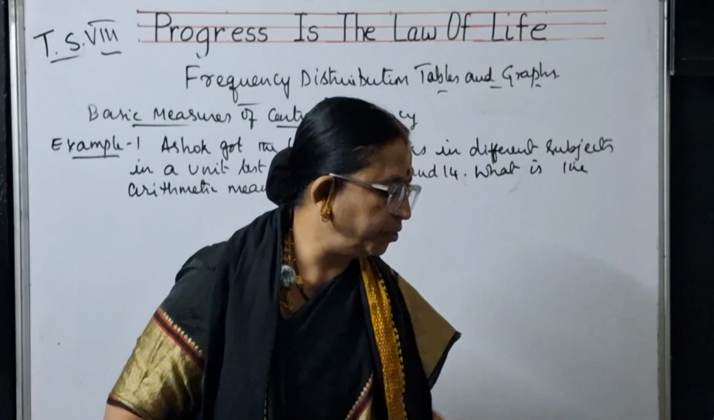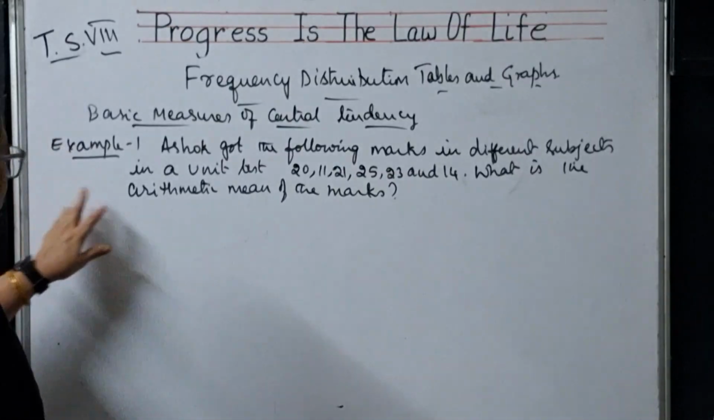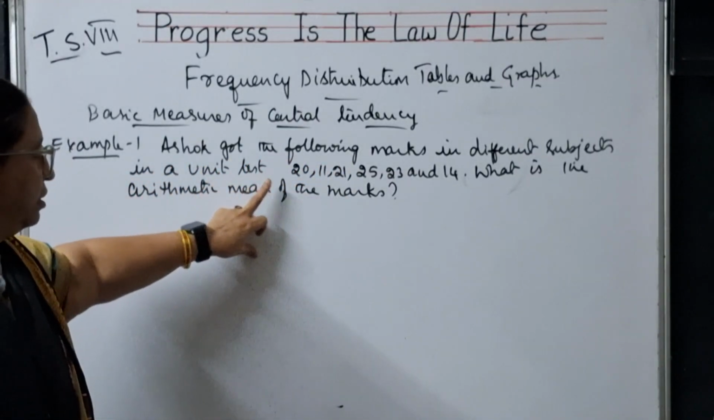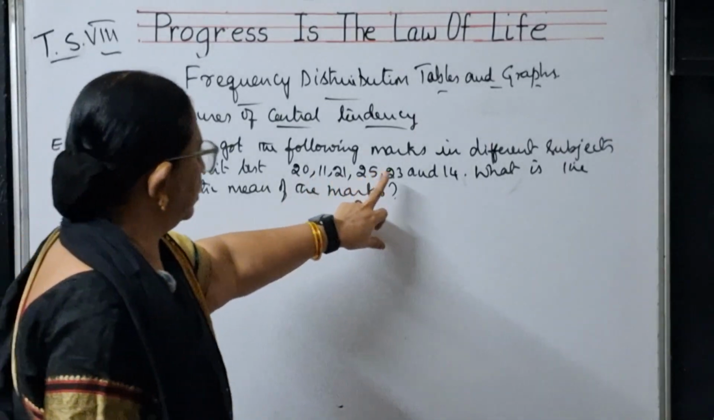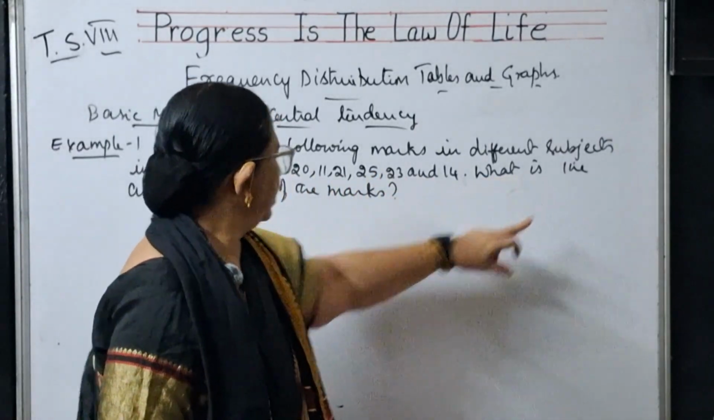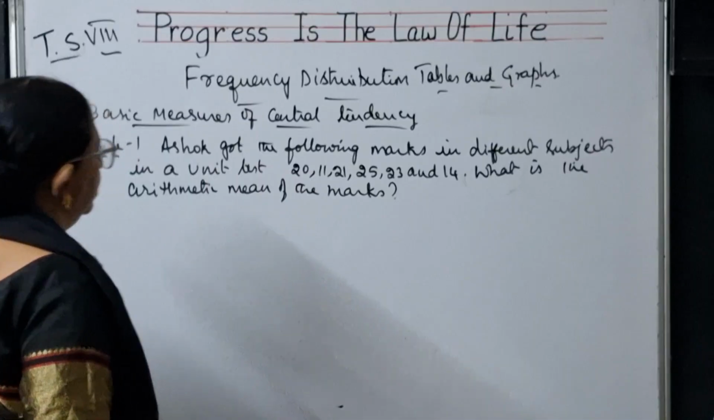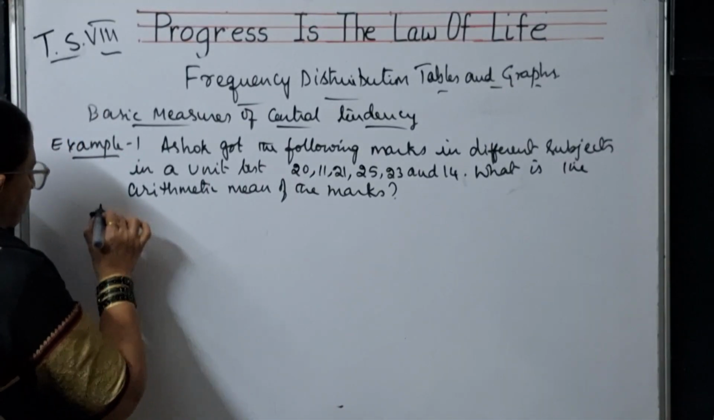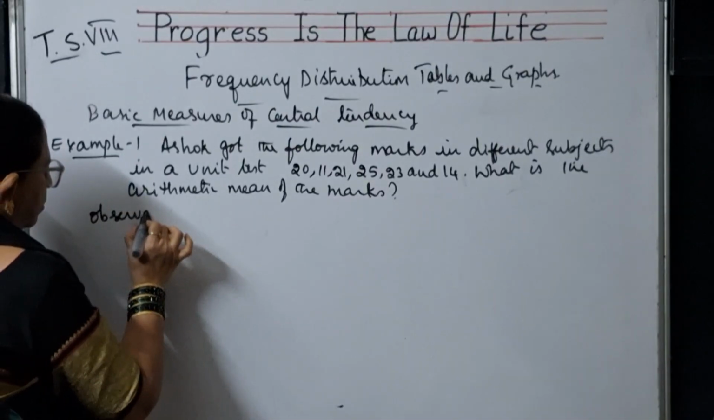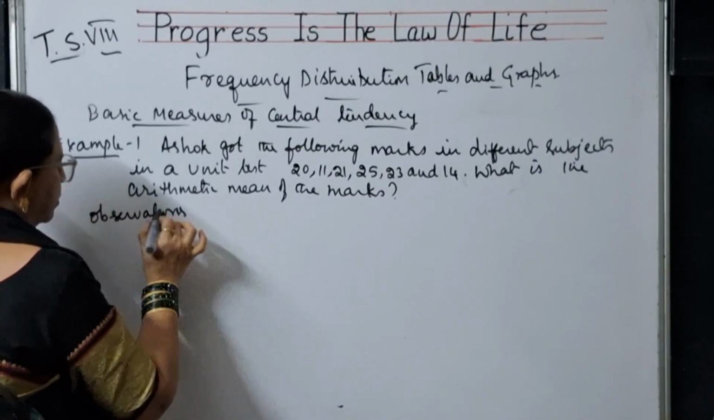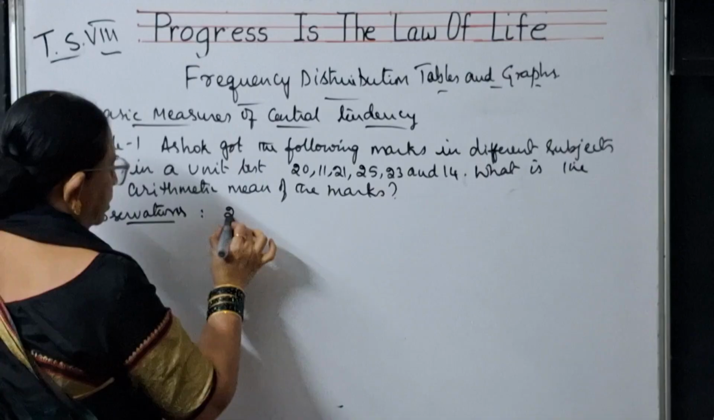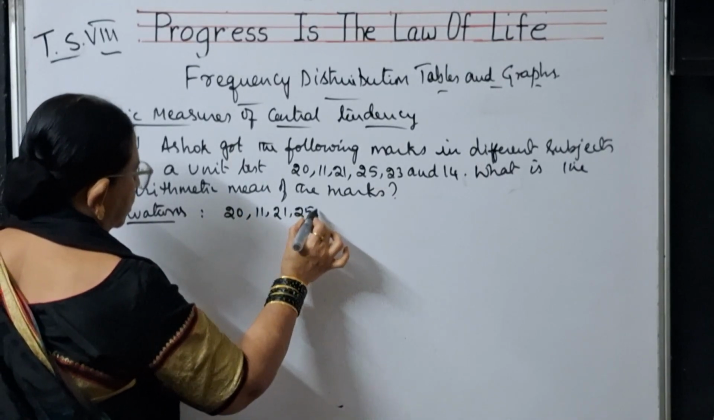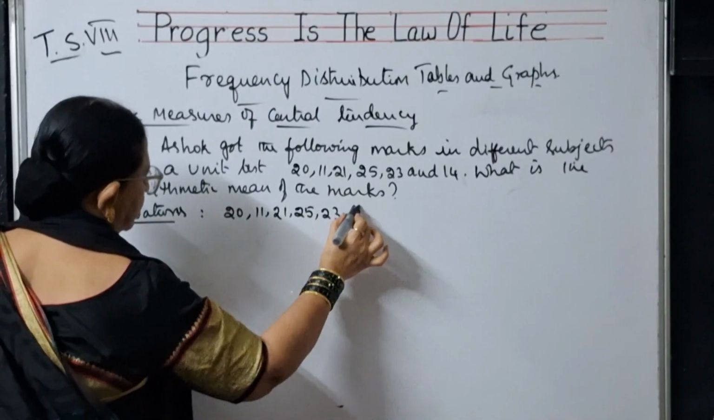Now let us see example 1, children. In example 1, Ashok got the following marks in different subjects in a unit test: 20, 11, 21, 25, 23 and 14. What is the arithmetic mean of the numbers? So let us write what are the observations given. 20, 11, 21, 25, 23, 14.